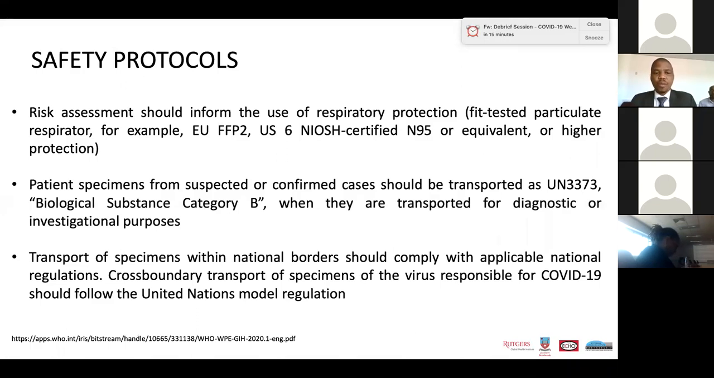Patient specimens from suspected or confirmed cases should be transported using the UN 3373, and then they have to be marked biological substance category B when you are transporting for diagnostic or any investigations. Of course, when you send the samples within the national borders, you have to comply with the applicable national regulations. But when you ship them outside the country, you then have to follow the United Nations model.